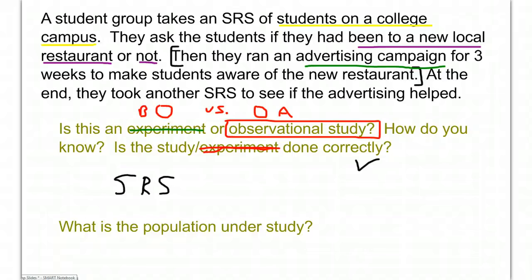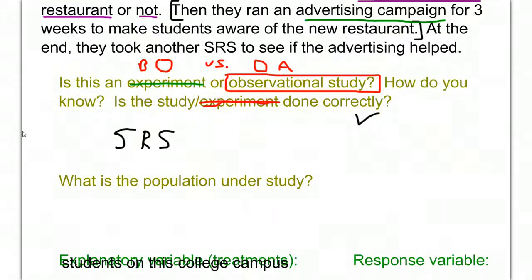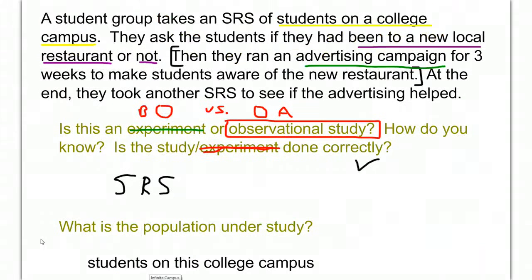In this last video, we're going to loop back through some of the experiments and observational studies that we saw before and try to figure out what statistical tests we're using and what kind of claims we can make. In this first one, we had a group of students on the college campus, and they surveyed people before and after an advertising campaign to see if it made a difference. We decided that this was an observational study. Now we need to figure out what kind of claim we can make.